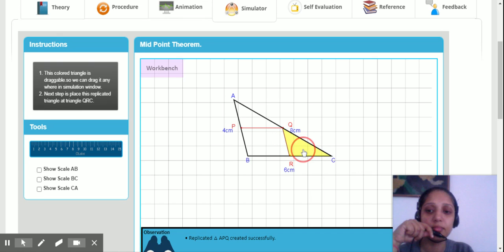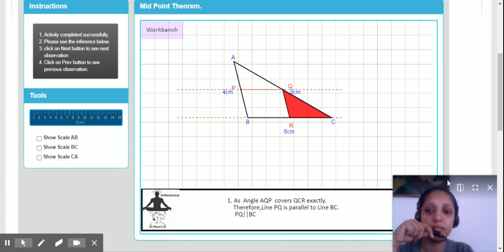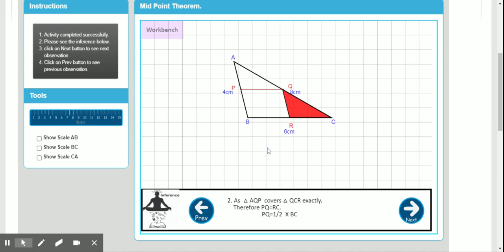If it overlaps completely, that means these two triangles are congruent. So I have dragged this, and now you can very clearly see, after dragging it from here to here, that my triangle APQ is congruent to triangle QRC. Because these two triangles are congruent, my line PQ is parallel to my line BR. Now, next, because these two triangles are congruent, by CPCTC my PQ will be equal to my BR, right? Since PQ is equal to BR, I'm going to write it here so that you all understand.